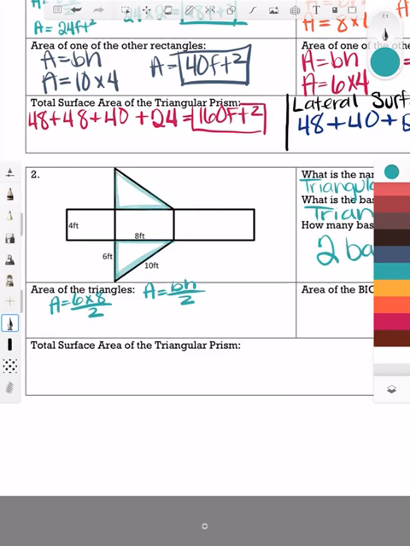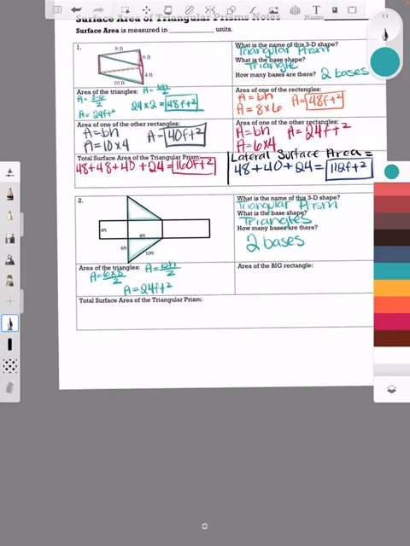All right. 6 times 8 gets me 48. 48 divided by 2 gets me 24 feet squared. All right, but we have two bases. Since we have two bases, I'm going to take 24 and multiply it times 2, and that gets us an area of 48 feet squared.